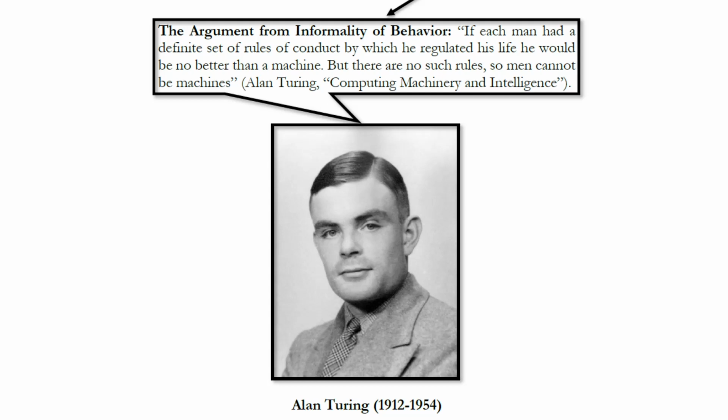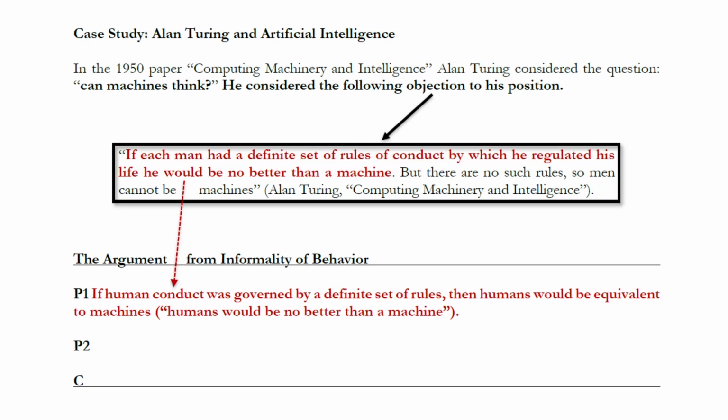The argument reasons as follows. If each man had a definite set of rules of conduct by which he regulated his life, he would be no better than a machine. But there are no such rules, so men cannot be machines. Is this a good argument? Once again, let's begin by putting the argument into standard form.